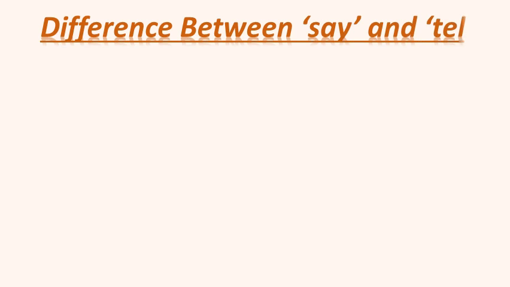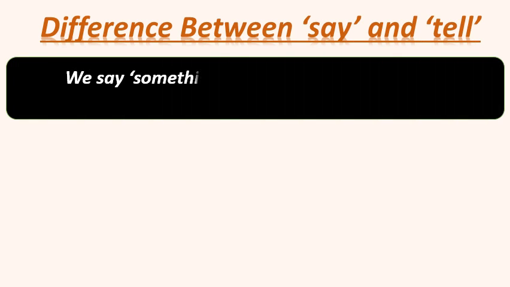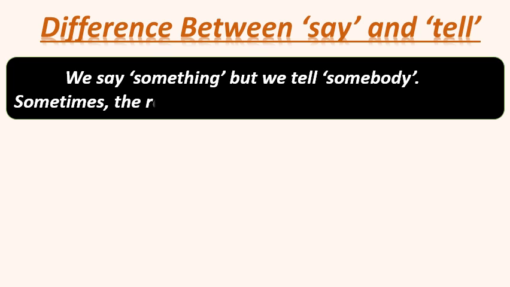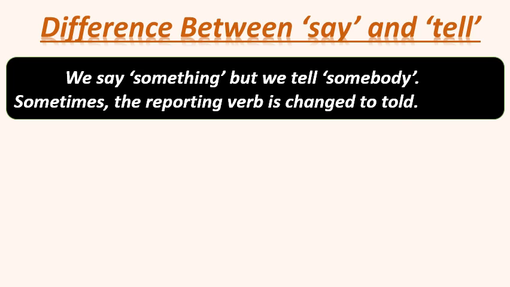So now let us see what is the difference between say and tell. We say something but we tell somebody. Sometimes the reporting verb is changed to told. Means if in the reporting verb says or said is there, then it will change into told. Why? Because we say something but we tell somebody. Means if we are telling somebody at that time, instead of say or said, we will write down told. Fine.